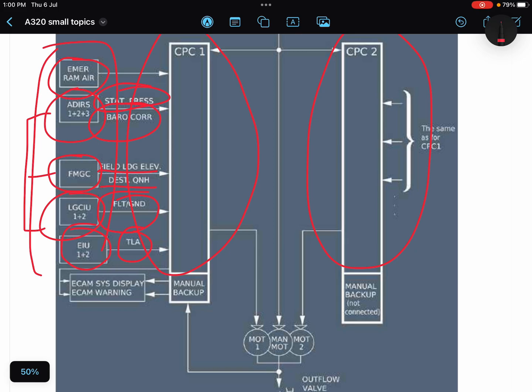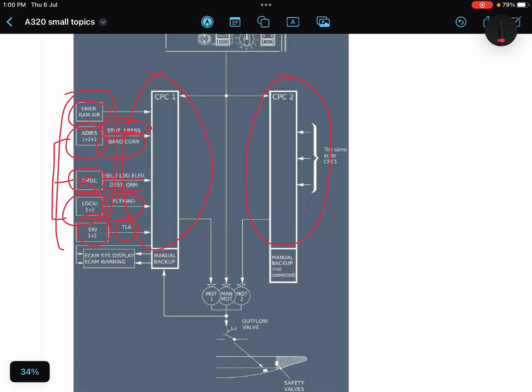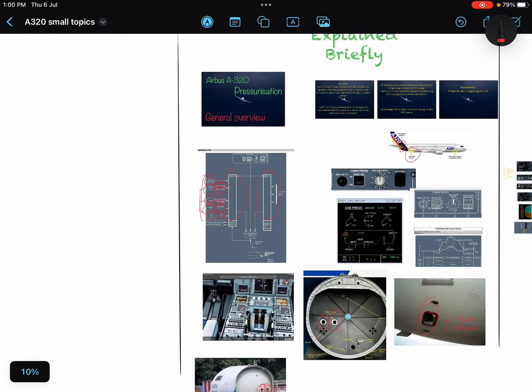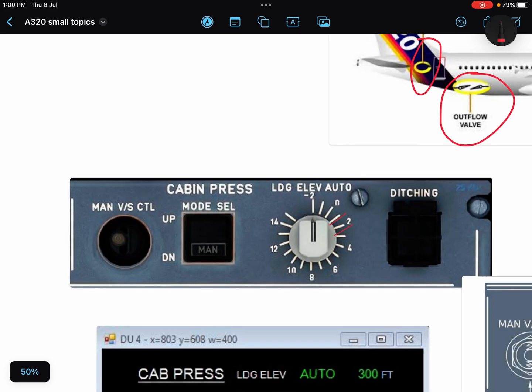In case of FMGC failure, the crew sets the landing elevation manually by pulling the landing elevation knob out of the auto detent and selecting the desired landing elevation. The system then uses its own internal pressure schedules. This is called semi-automatic function, semi-automatic control. In this case, the controller uses the captain's baro reference from the ADIRS.